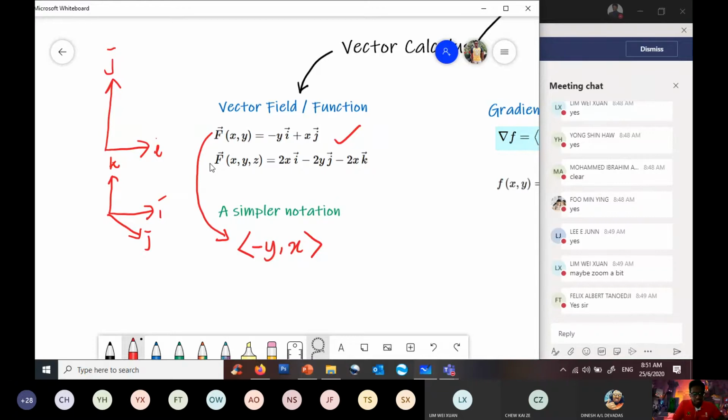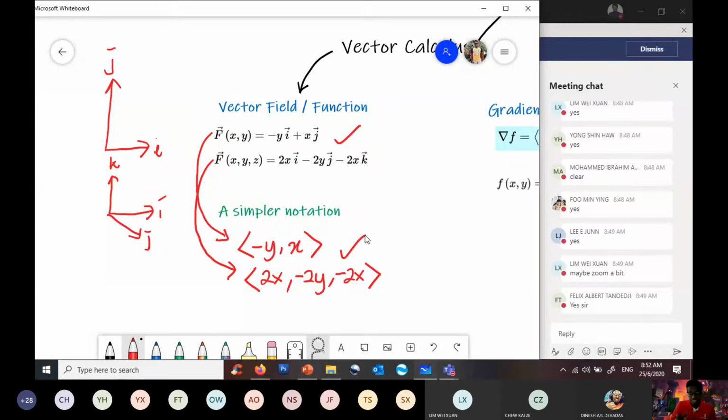So if I write the second vector function or vector field, whatever you call it, it's way easier to simply write it as 2x. The second component is negative y. The third component is negative 2x. There you have it, much easier. For me, I would prefer this, and I suggest for consistency in our class, let's use this as well. It's not the formal one, but it's the simpler one.